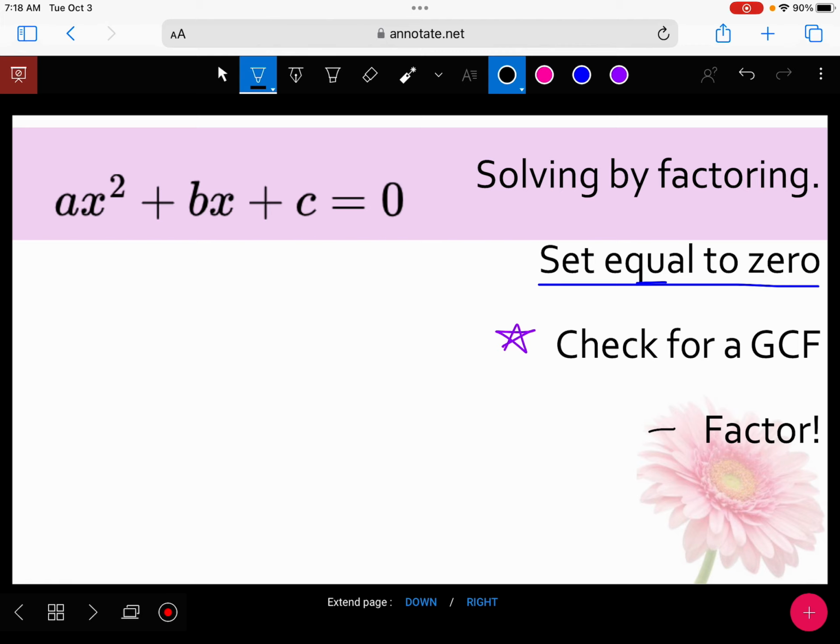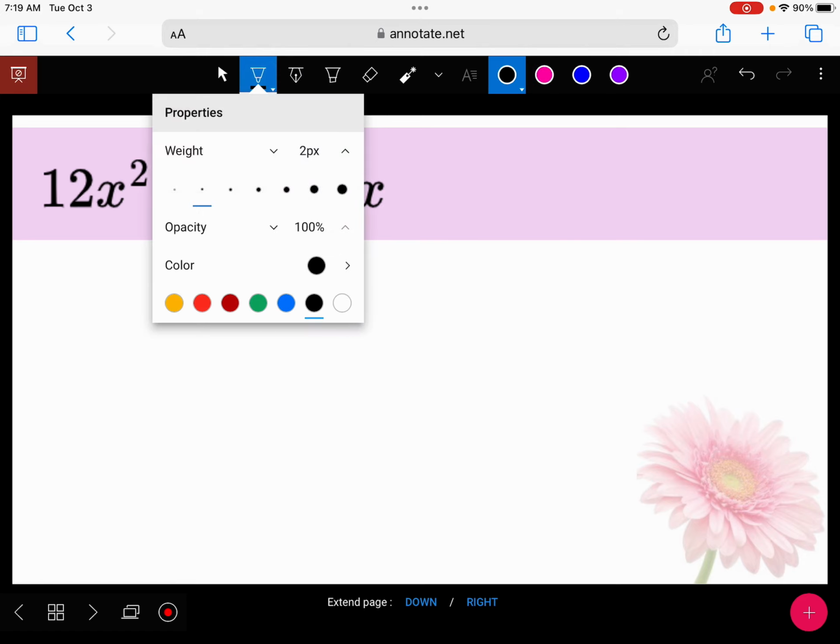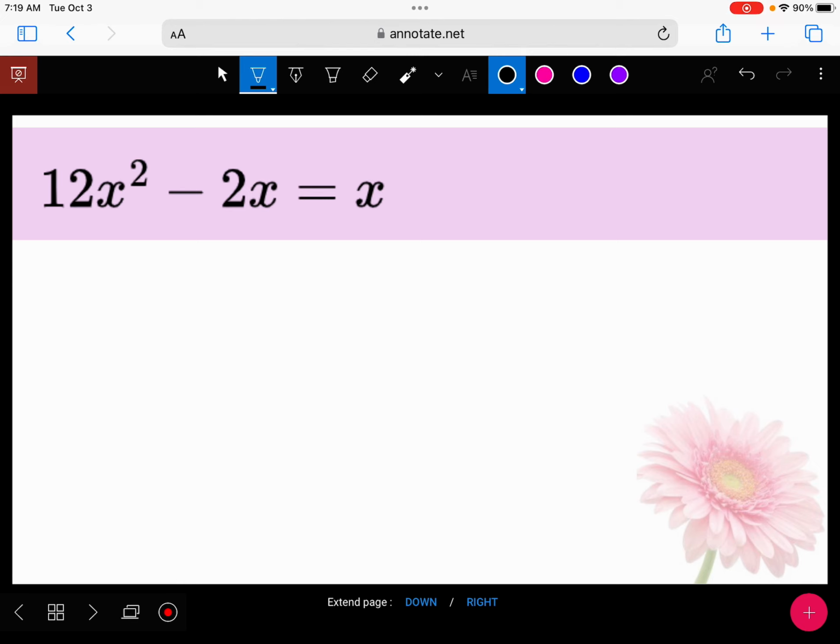So our first one that we're going to do, remember how to do this, looks like this. 12x squared minus 2x equals x. So this is our first equation. And our first step is to set it equal to 0. So what do we need to do in order to get this thing to equal 0? How do I make this side 0? Subtract x from both sides. I need this side to be a 0.